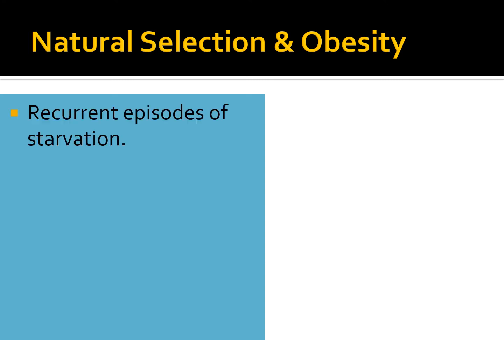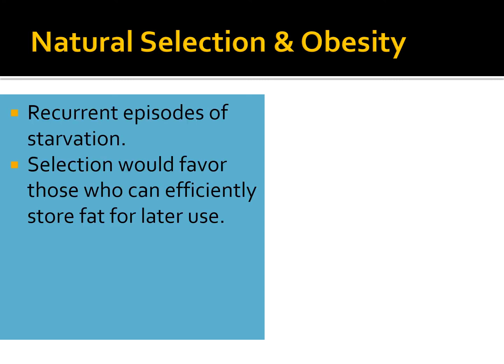And you might be asking, why do we have obesity in the world if it leads to all of these really deleterious side effects? Shouldn't natural selection do something about preventing humans from becoming obese? It's actually natural selection that has caused this obesity. Because as humans, we've gone through recurrent episodes of starvation.